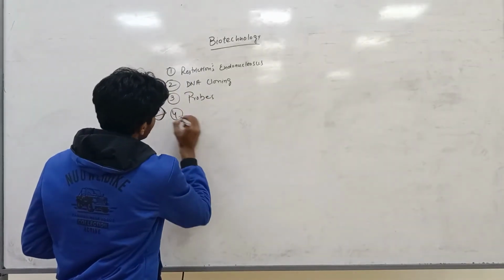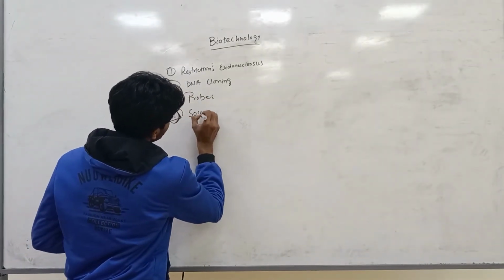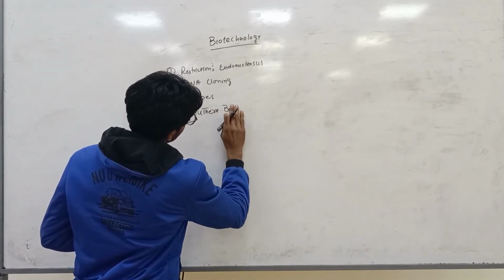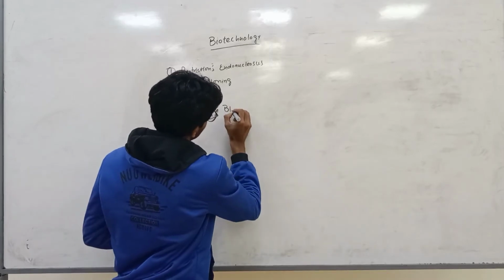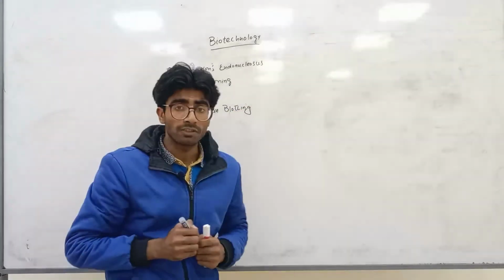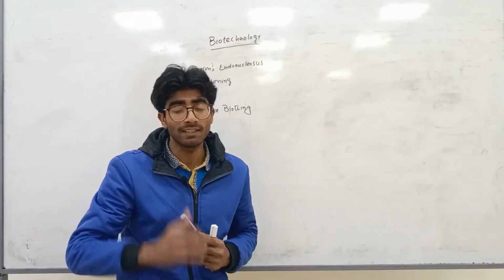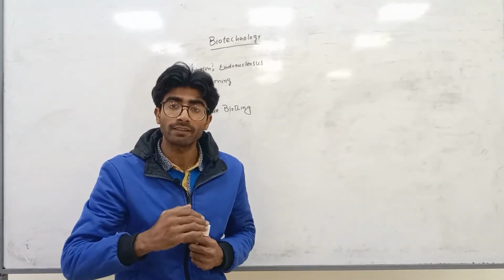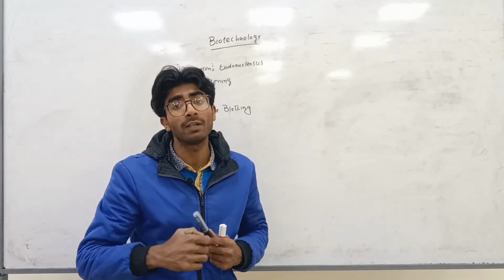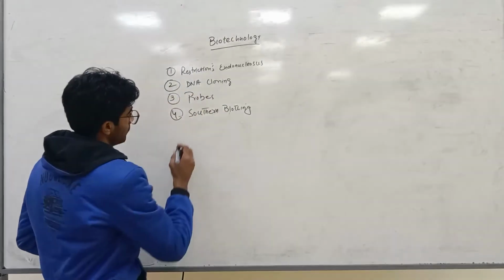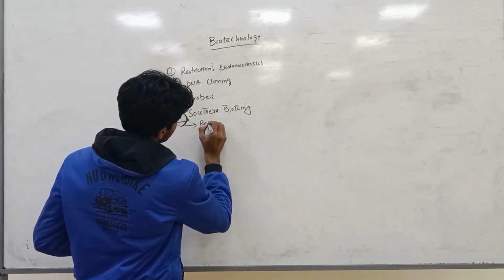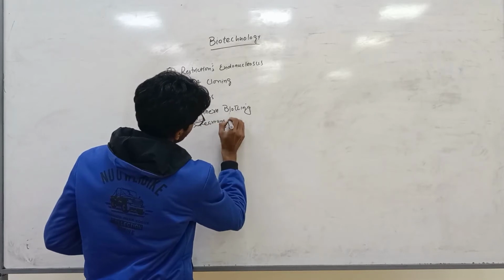The fourth one is Southern blotting. This technique is very important because, due to this technique, we arrange the nucleotides. We replace one nucleotide with another nucleotide. Rearrangement of nucleotides.